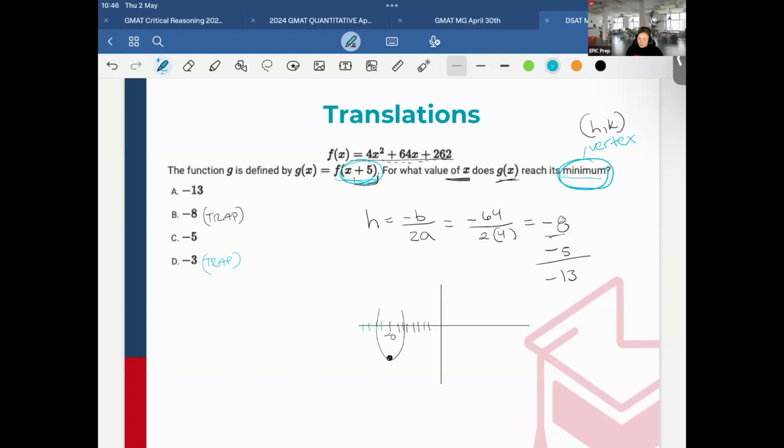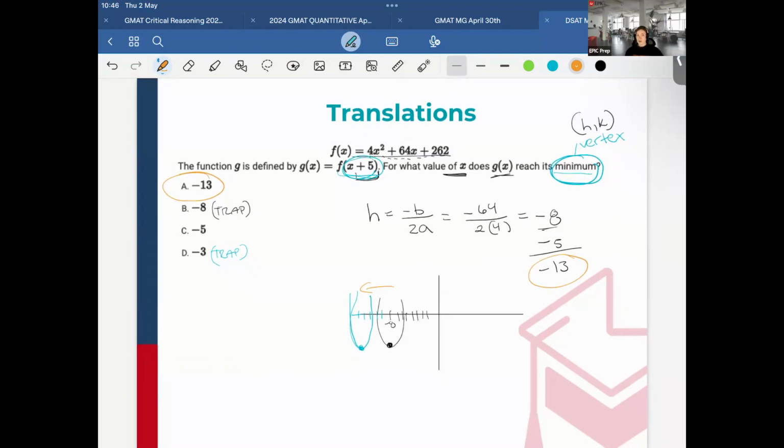1, 2, 3, 4, 5, like 5 coordinates, everything stays the same. So it looks like a parabola, but like this. So it shifts to the left, and the one that gives me that is -13. That's just another example of how translations could potentially appear on the exam. Okay, amazing.